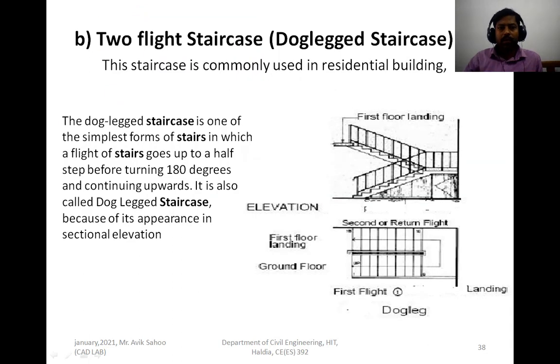Now this is a two flight staircase, because the staircase has two flights. This is one flight, this is another flight, and because of its appearance, such type of staircase is called dog-legged staircase. This type of staircase is commonly used in residential buildings, and you see that the landing portion is placed at the middle of the floor. Generally it is placed at the middle of the floor. Now this is a plan view, the first flight and the second flight.